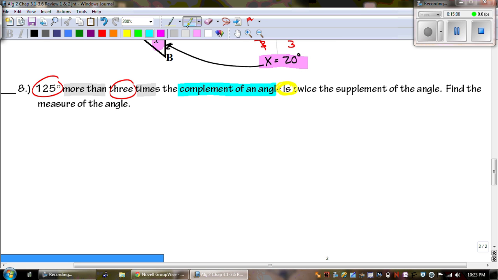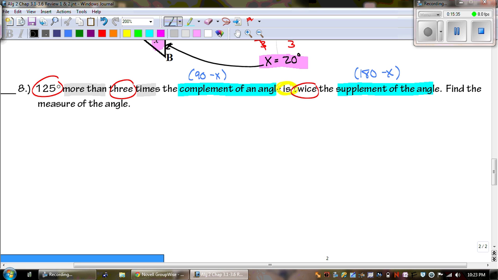is, it's another keyword right there, twice the supplement of an angle. So, wow, we got a lot of stuff right there. A couple things to remember. Complement means 90 minus x, and supplement means 180 minus x. So if you don't know that, I definitely write that down.